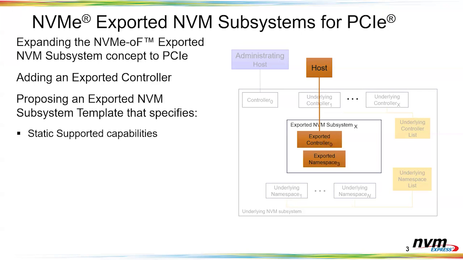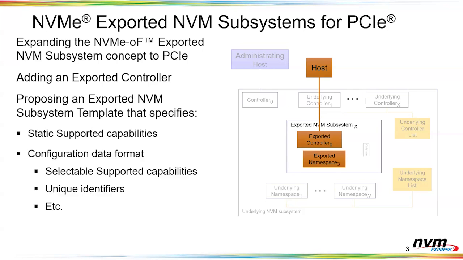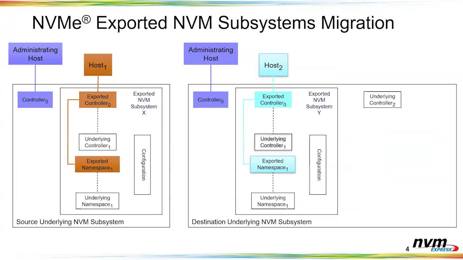This capability is also allowing a host to apply a template to an exported NVM subsystem. The template enables defining supported capabilities that are static and configurable at runtime, such that the host can determine what they want to support. Also included as part of the template is the definition of what the migration data is and the format, and I will explain it as I go further along in this presentation. So to do all of that, let's just go ahead and show an example of a migration.